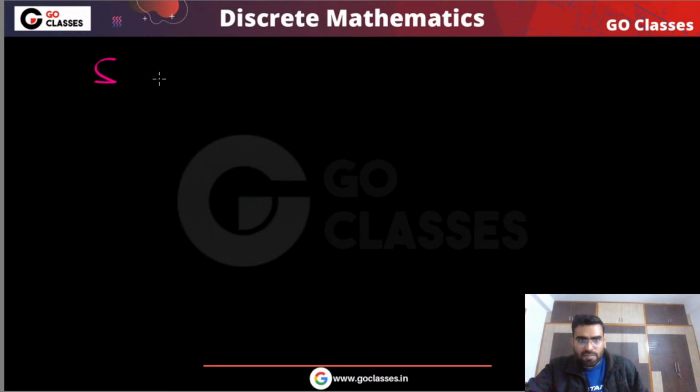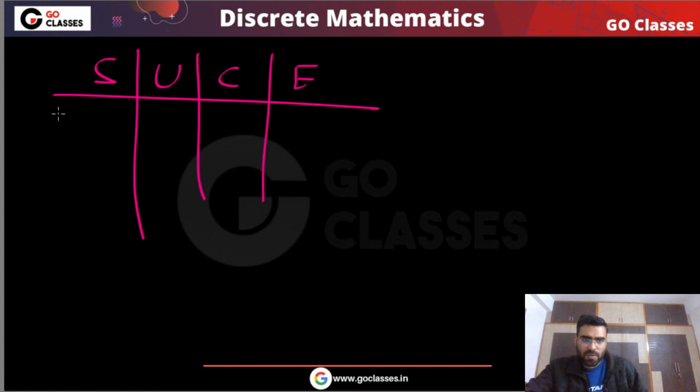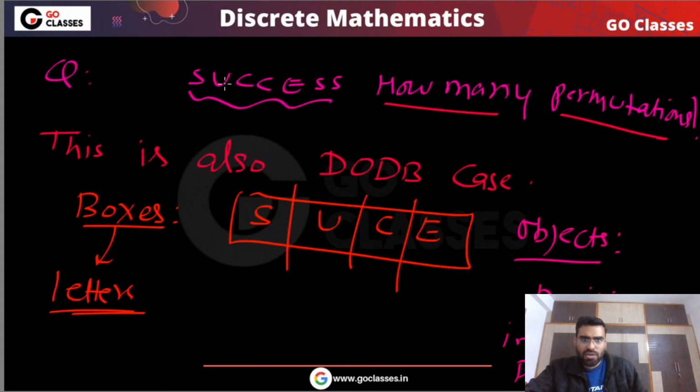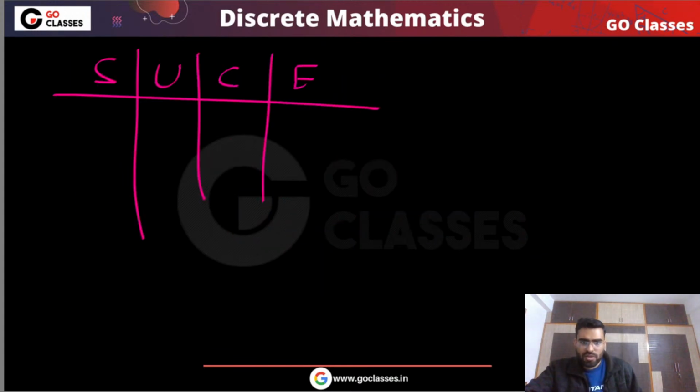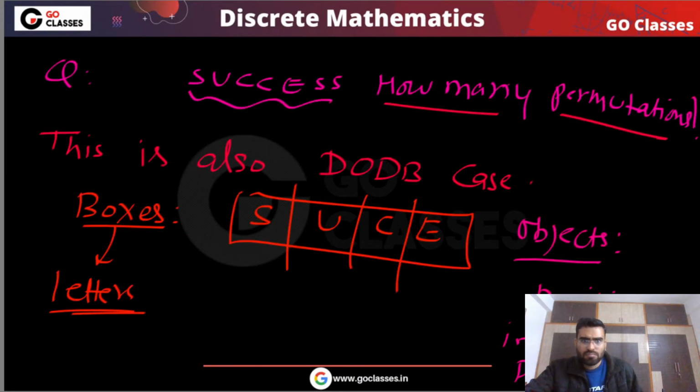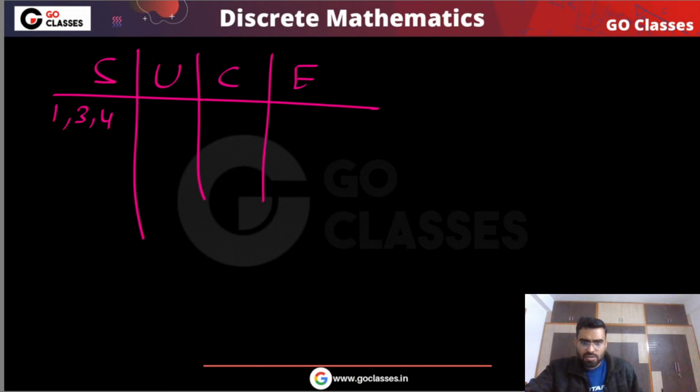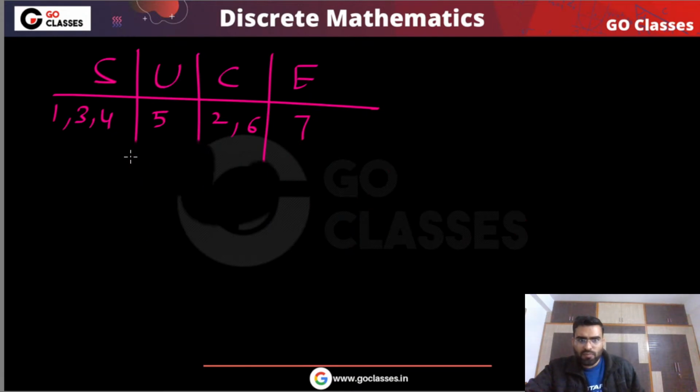For example, if I give you this SUCE, tell me which permutation will be there. Here you have 1 2 3 4 5 6 7. Let me give you 1, 3, 4, and let me give you 5 for the other letter. Let me give you 2 comma 6, and let me give you 7. Now tell me, if I have this distribution, what is the permutation?